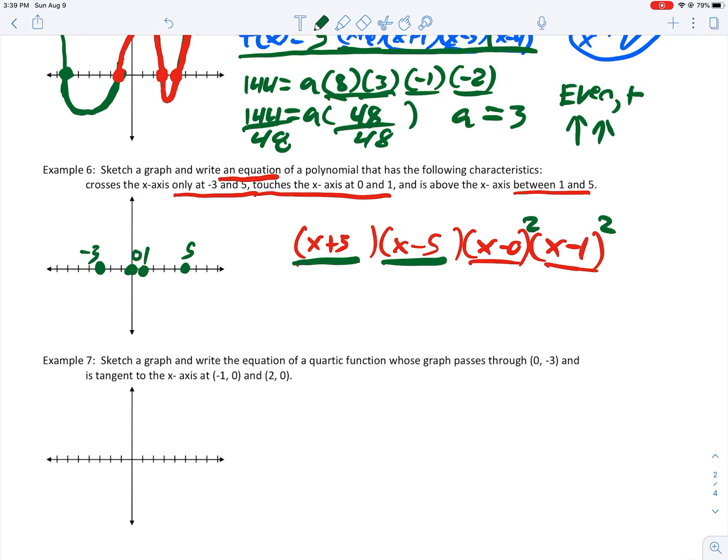Okay, and it is above the x-axis between 1 and 5. So the graph has got to do that. So that means it goes through 5, so it's got to end low. Okay.